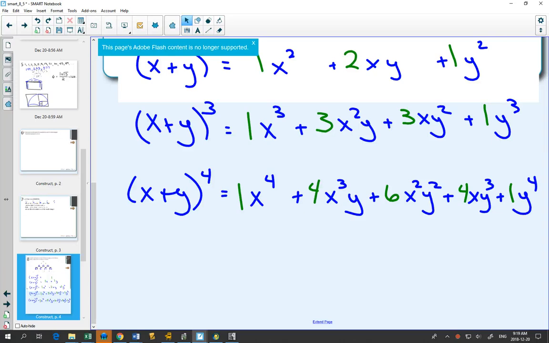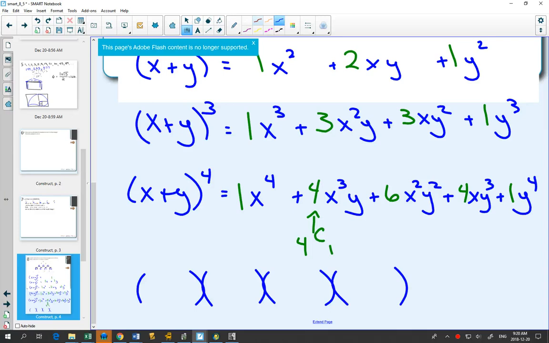Now the question is, how is this related? This is 4 choose 1. How is 4 choose 1 related to multiplying out x plus y to the 4? This is what x plus y to the 4 means when it's expanded. X plus y times x plus y times x plus y times x plus y.